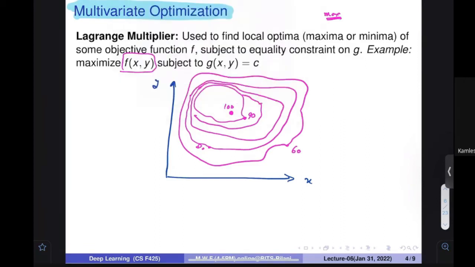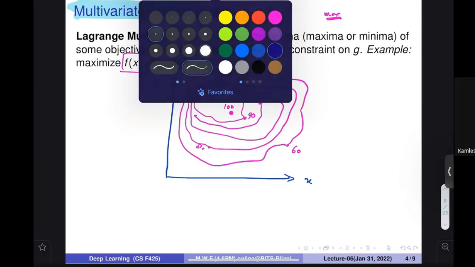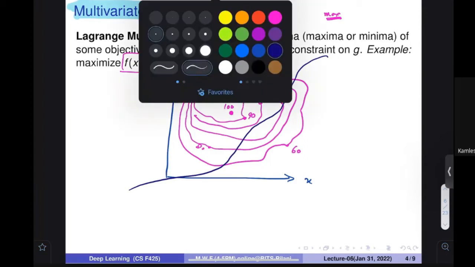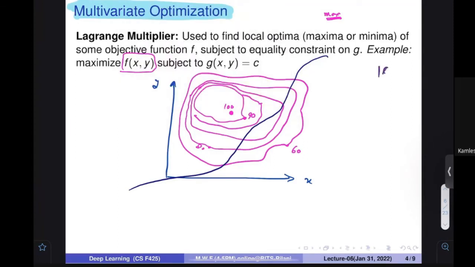Now, as we have solved a few minutes back, the maximum value is here, and I was hunting for this. But now if I say that you cannot move everywhere, I give you another condition: you can only move across this particular line. If I don't specify this line, what was the maximum? The maximum was 100.